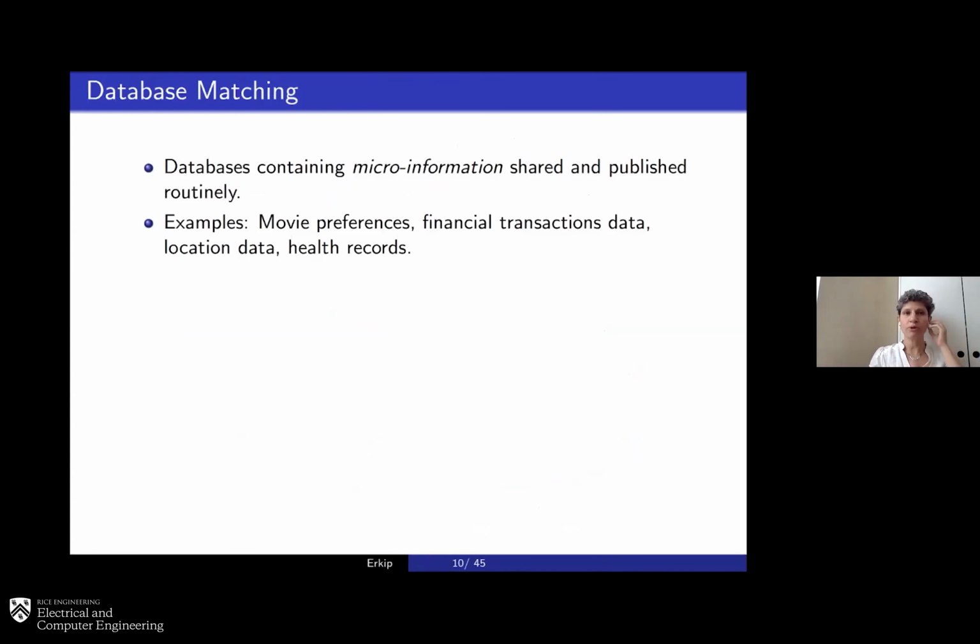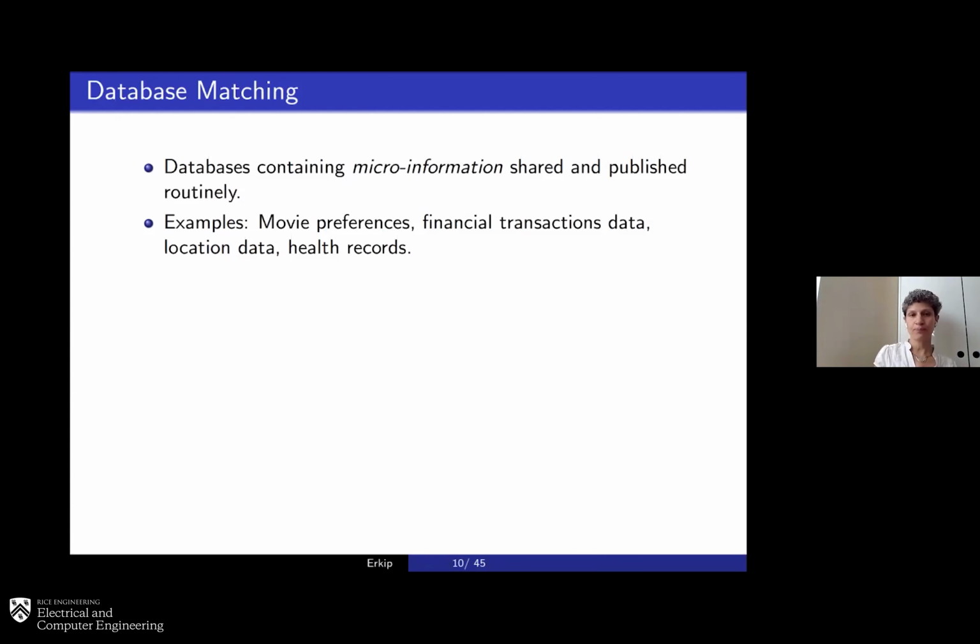Now, a similar problem arises when we talk about matching databases. A lot of databases that we have over the web contain micro-information pertaining to users that's shared and published routinely. For example, our movie preferences, financial transactions data, location data, health records, voter registration records. Some of these databases are publicly available, such as voter registration records. Some of them are strictly privately kept, as in health records, but shared across different researchers and with insurers for research or for other purposes.